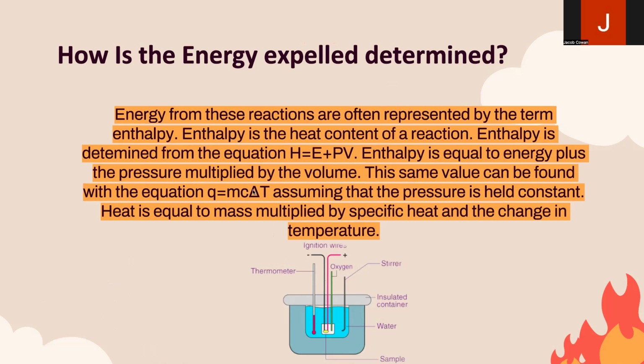We can figure out a change in temperature, T, multiply by a specific heat. That's a constant for everything. So there's a constant for the alkane that we're using. And then we know the mass of the alkane we put in there. So we can just multiply those all together. We'll get a Q, which is our heat expelled. And we'll see.